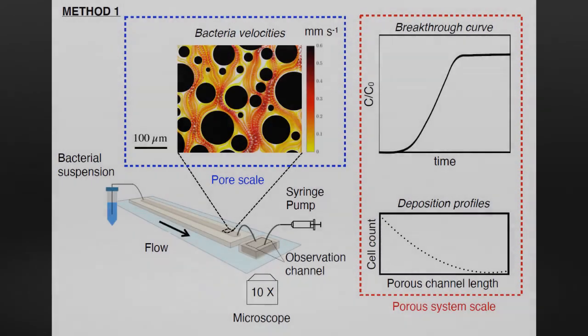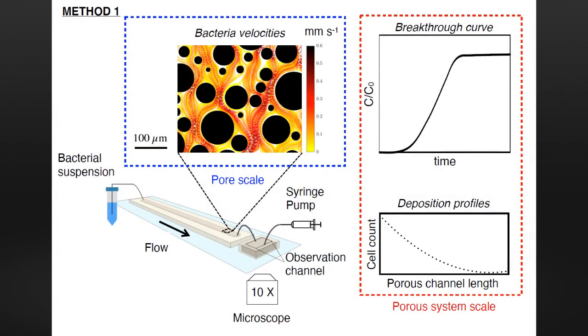This video describes two methods to study bacterial transport at different spatial scales. The first method, based on microfluidic devices, relies on microscopy to count individual cells. This system can be used to study bacterial transport across multiple spatial scales, from the pore to the entire porous system scale.